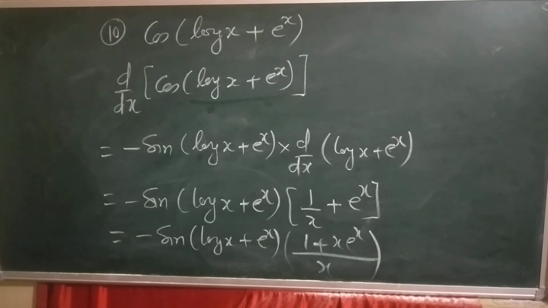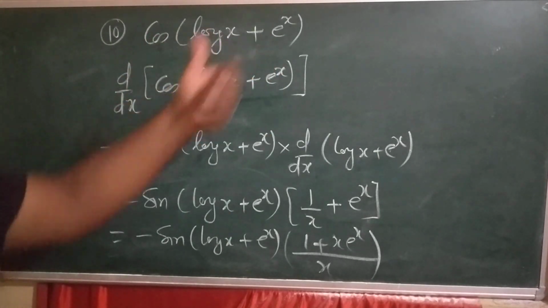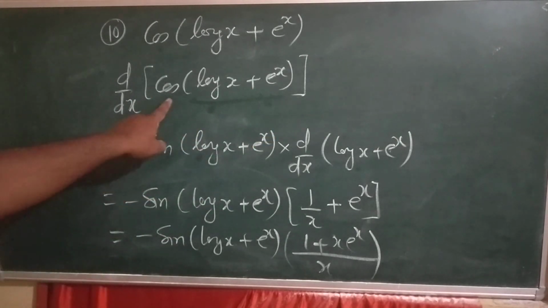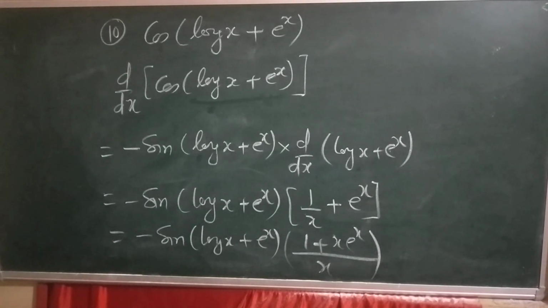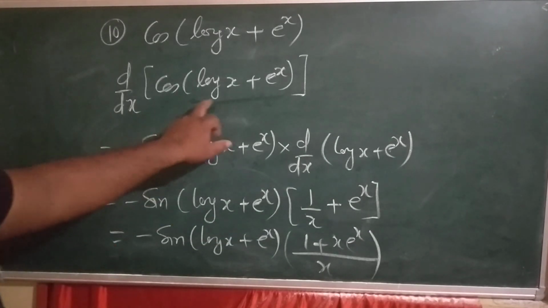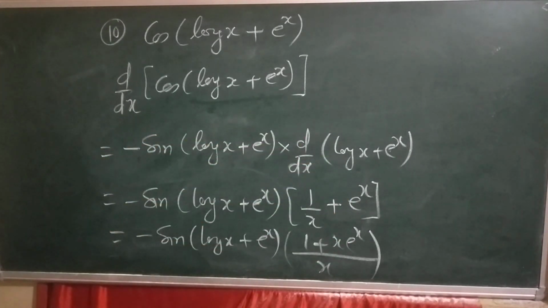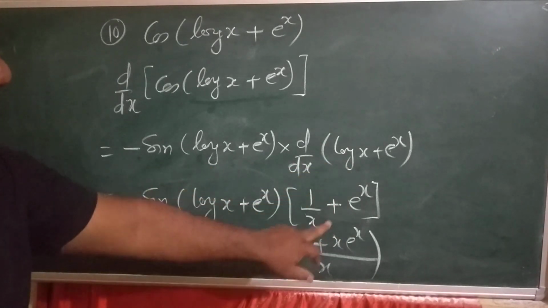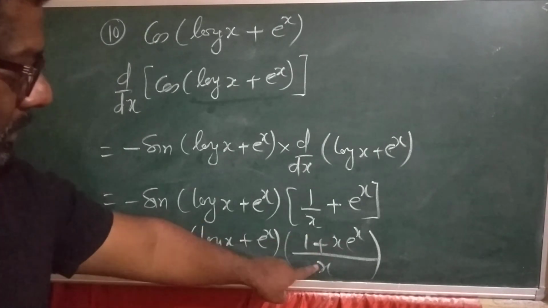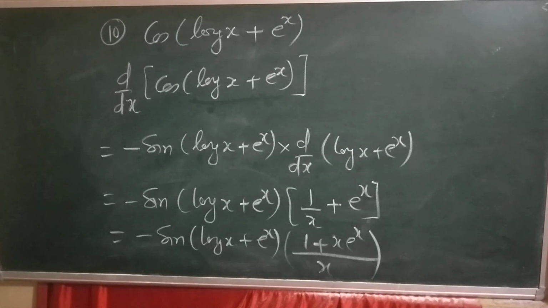It is also simple. Here we have the function cos and in bracket log x plus e to the power x. So two functions only. One is for cos and the other one is for this bracket. So the derivative of cos is minus sin only. So minus sin of log x plus e to the power x, and in bracket this log x plus e to the power x. So derivative of log x is 1 upon x, and e to the power x is e to the power x only. And finally you take the LCM in bracket, so you get 1 plus x e to the power x. So it is the solution of question number 10.